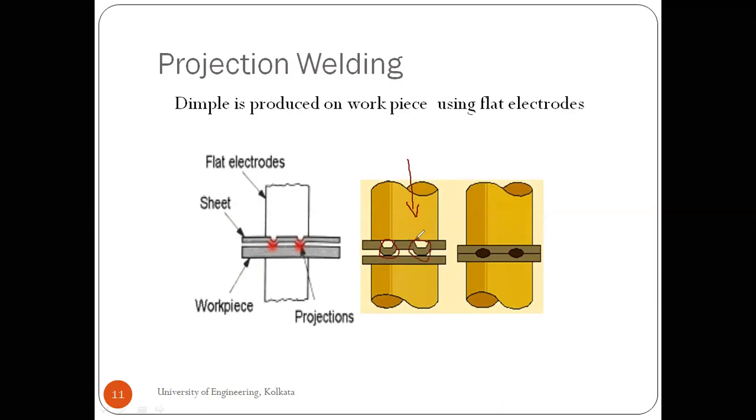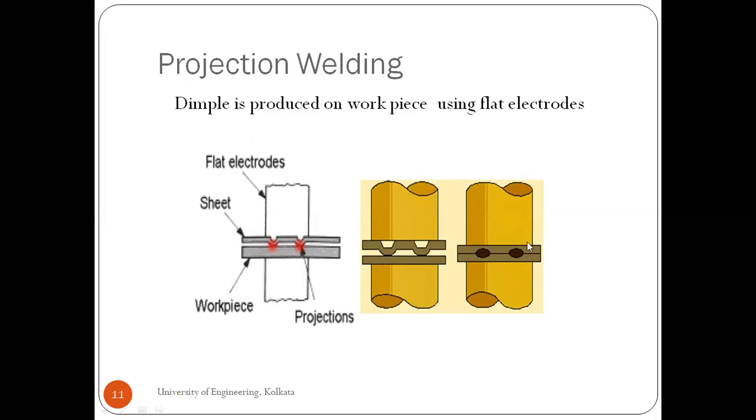As in the previous case I told you that in case the surface is not very smooth, the resistance will increase. If there are surface irregularities, there will be more resistance at those places, right? So here these irregularities are made purposely in order to make sure that the resistance welding takes place, and the projections get converted into molten state and get joined with each other. We can call it a dimple produced on the workpiece using a flat electrode.